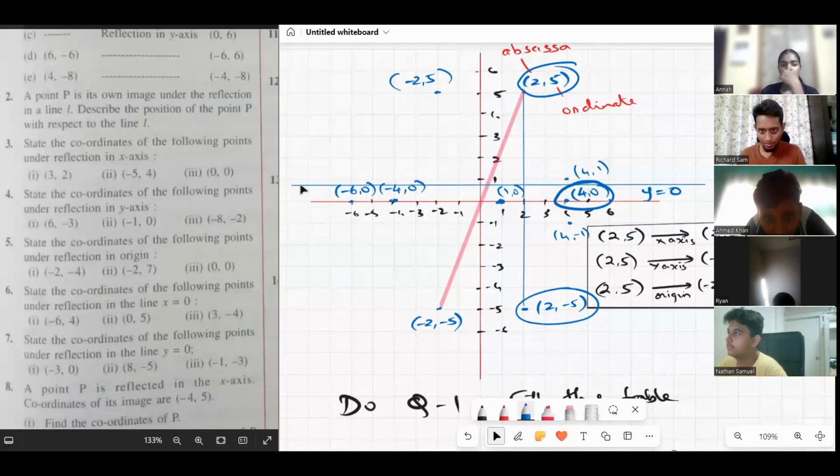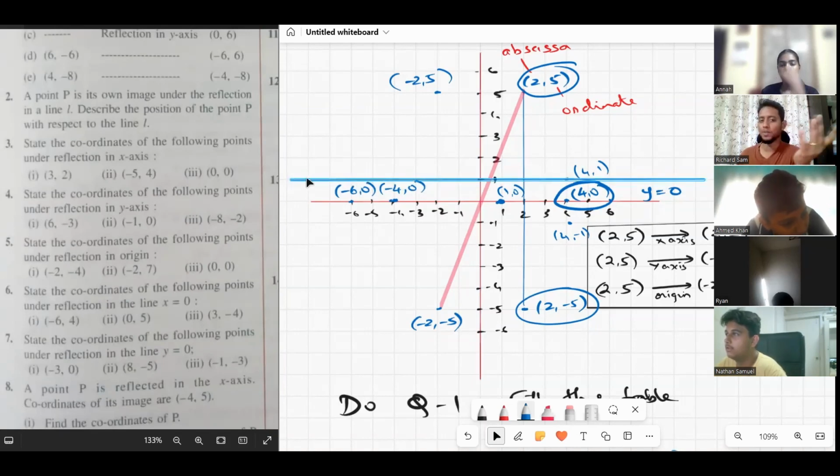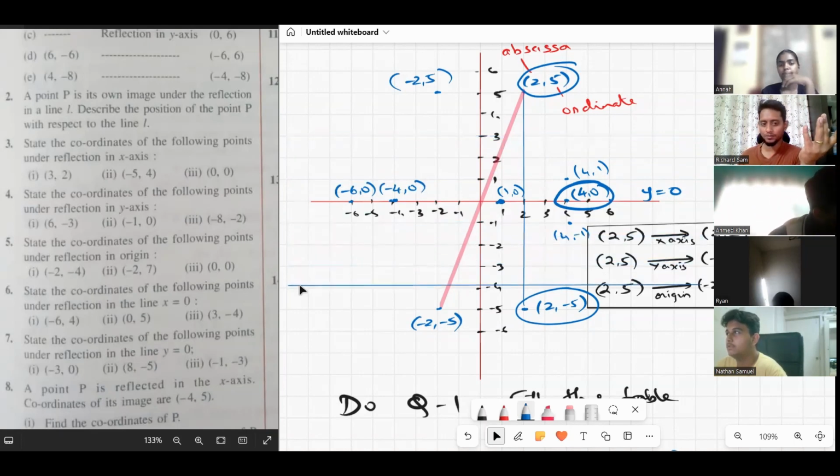What if I move this line up here? What do you call this line now? Y is equal to 1, because it passes through the point 1 on the y-axis. So every point on this line, the y coordinate will be 1. Okay, now if I move it here, y is equal to 3. If I move it down here, y is equal to minus 4. Okay, so anyway, we'll come to that later on, but you understood how it is.